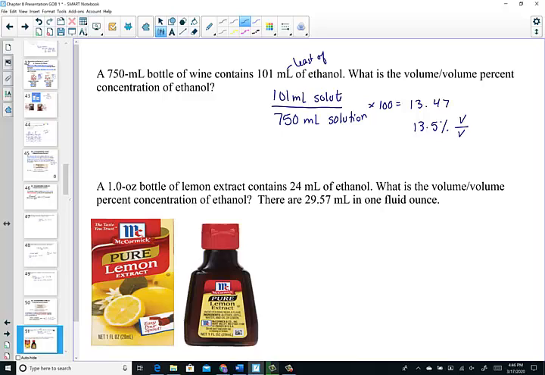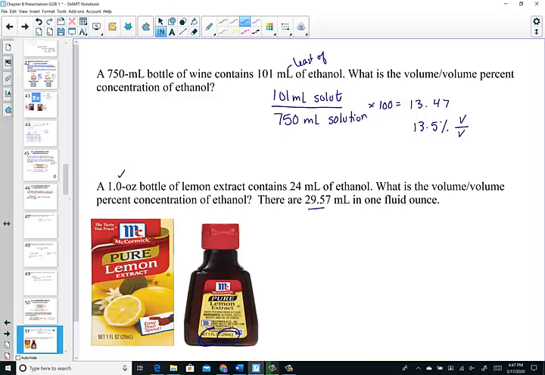We have a 1 ounce bottle of lemon extract, and it contains 24 mL of ethanol. What's the volume concentration of ethanol? Well, I can't use an ounce, so I have to make sure that I'm putting in there that the fluid ounce is 29.57 mL in 1 fluid ounce. And that happens to be the size of this bottle, 1 fluid ounce. And so that's the equivalent of saying 29.57 mL.